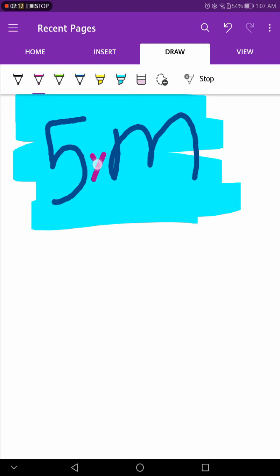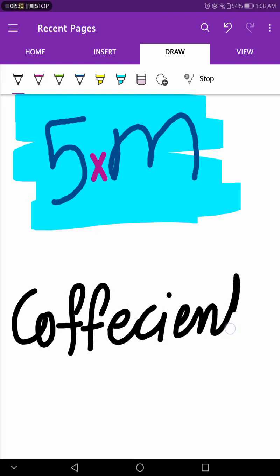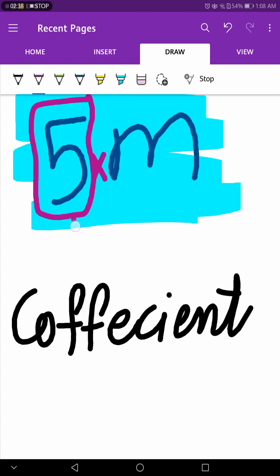Yes, it is multiply, and you have to know the name of any number stuck with the letter or the variable. It's called coefficient, my dear student. It's called what? Coefficient. Okay, so the name of the 5 is coefficient. If I ask you what is the coefficient of m, you tell me the 5. So any number stuck with the variable is called coefficient.